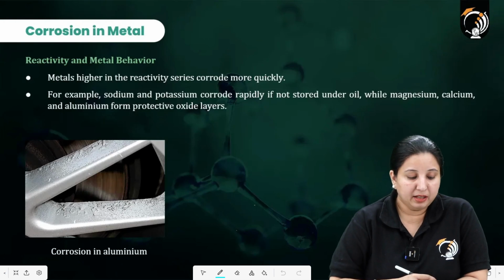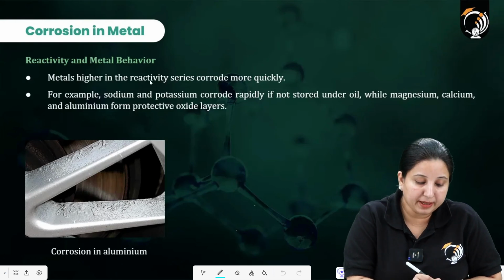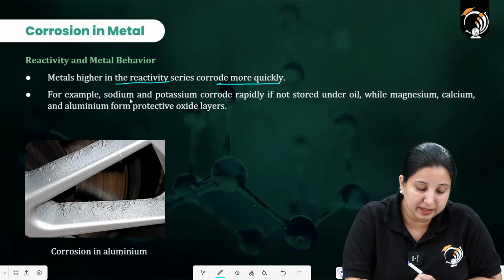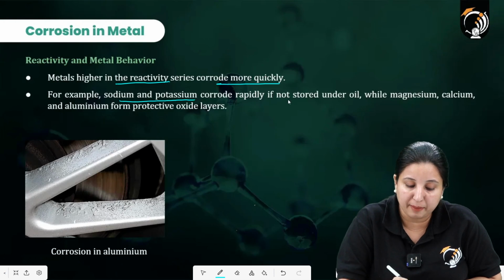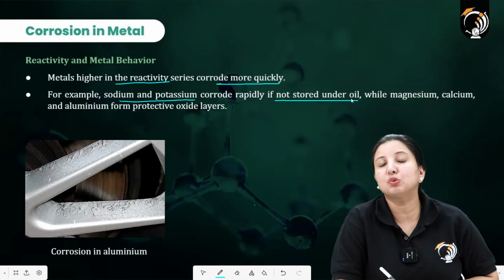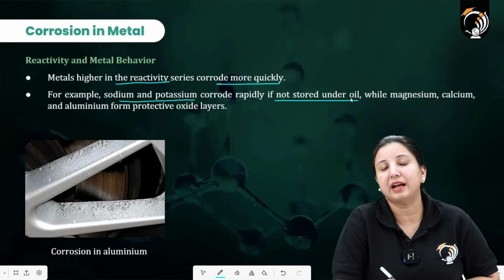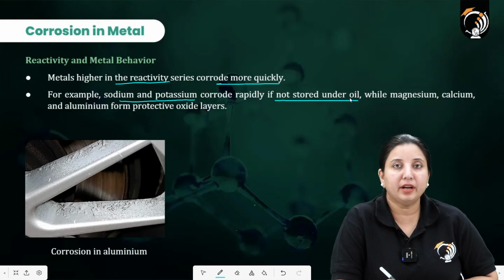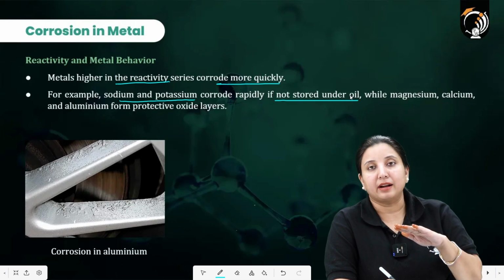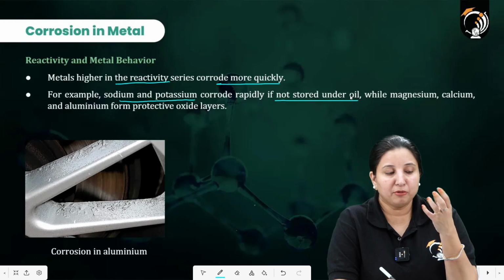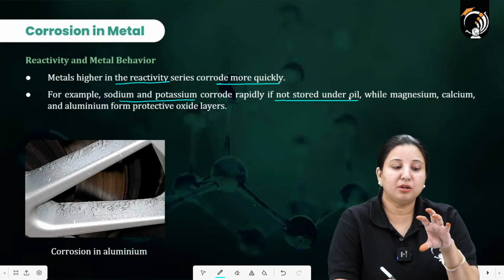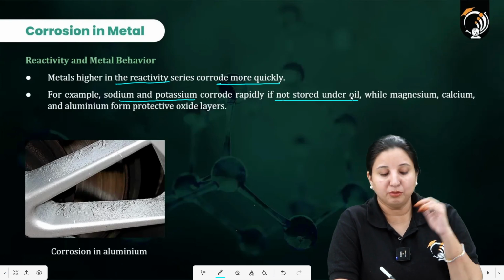So, reactivity and metal behavior. Metals higher in the reactivity series corrode more quickly. For example, sodium and potassium corrode rapidly if not stored under oil. Remember one thing, because sodium is a very reactive metal, that's why we always store it in paraffin or oil, in order to make a surface cover on it, to prevent it from coming in contact with the air or the water.